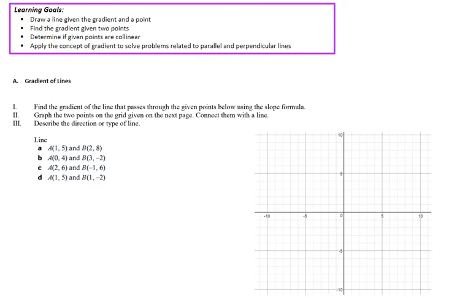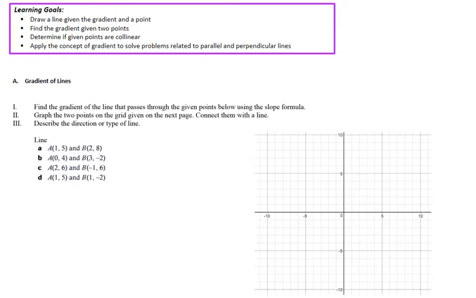Okay, here we are with Unit 4, Lesson 1. So in this lesson, we're going to explore the gradient or slope of a line. So the goals here are to be able to draw a line when given the gradient and a point, to find the gradient if you're given 2 points, to determine if 2 points are collinear, so that means if they're on the same line, and to apply the idea of gradient or slope to solve problems connected to parallel and perpendicular lines. So the first step here is to think about the concept of gradient and how we can calculate that.